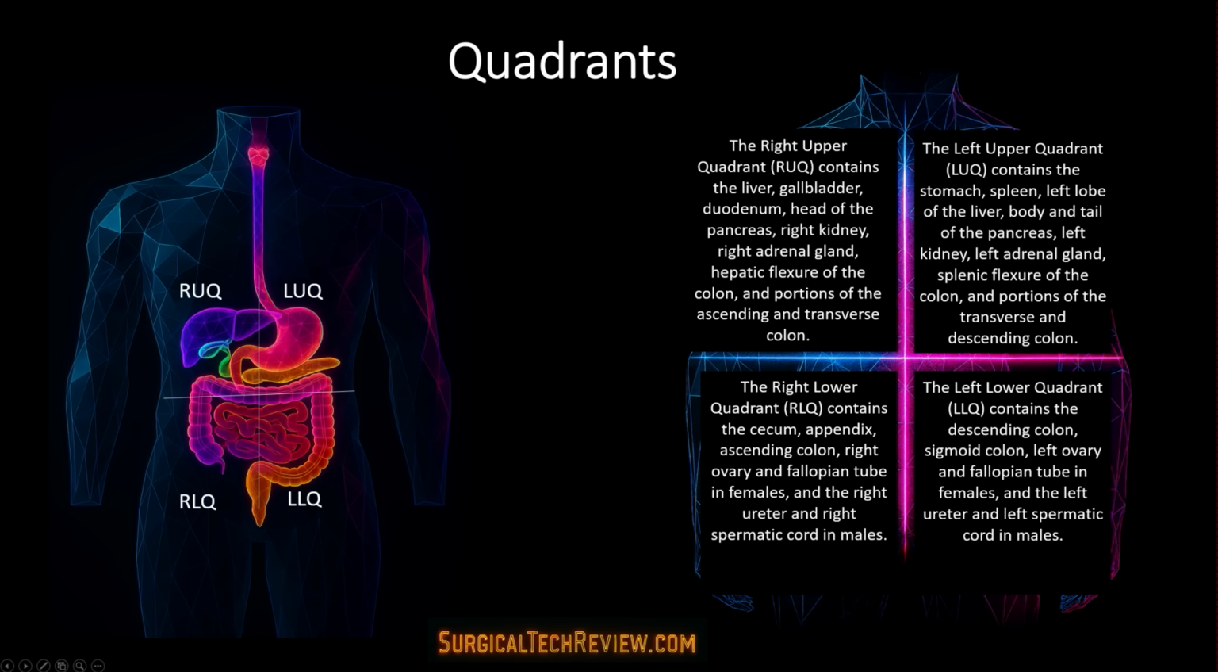The abdomen is divided into 4 quadrants to help localize organs and pathology. The spleen is located in the left upper quadrant, along with the stomach, pancreas, left kidney, and splenic flexure of the colon. Understanding this helps anticipate exposure challenges and nearby structures at risk during splenectomy.